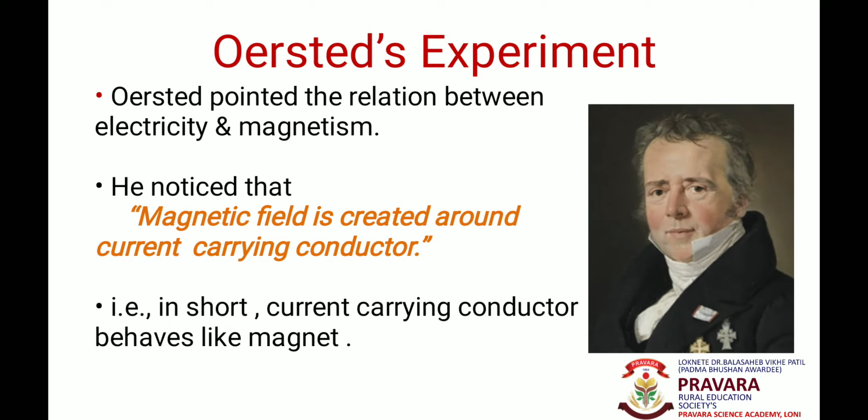In the previous lecture, we learned about Oersted's experiment. Oersted established the relation between electricity and magnetism. For that he made some experiments, and after those experiments he noticed that a magnetic field is created around a current carrying conductor. That is, in short, every current carrying conductor behaves like a magnet, known as an electromagnet.